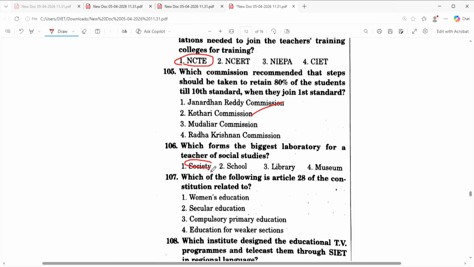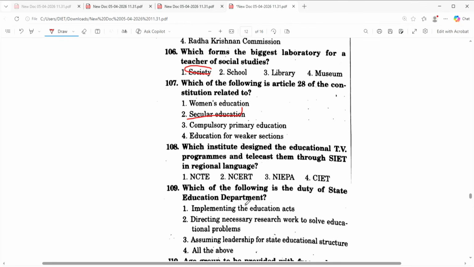Which of the following article is 28 of the Constitution related to? 107 is secular education. Which institute designed the education TV programs and telecast them through SITE in regional language? You all know that its answer is CIET, Central Institute of Educational Technology.